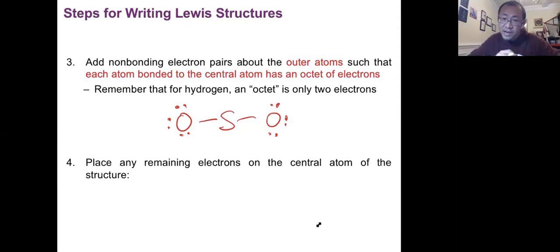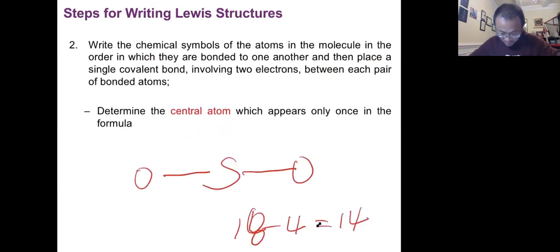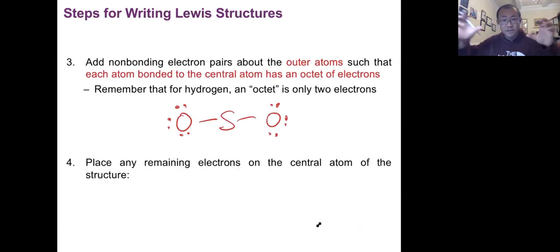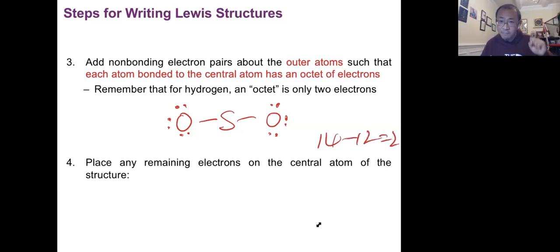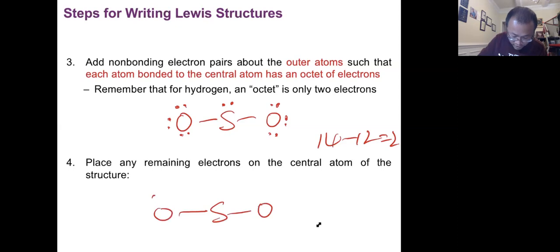Now, 6 here, 6 there. We used 12. So how many left? 14 total now. Use 12 to satisfy the octet for these 2 oxygen. How many left? 2 left. 14 minus 12 equals 2 left. And step 4, I put the remaining 2 on sulfur. Again, from outside in. So this is what we end up with after step 4.